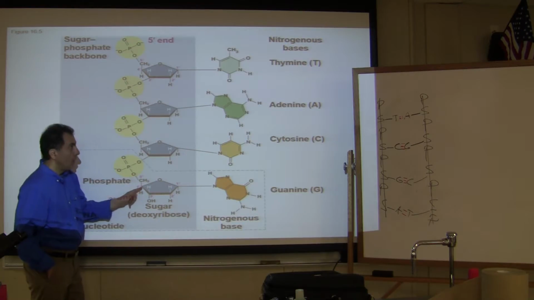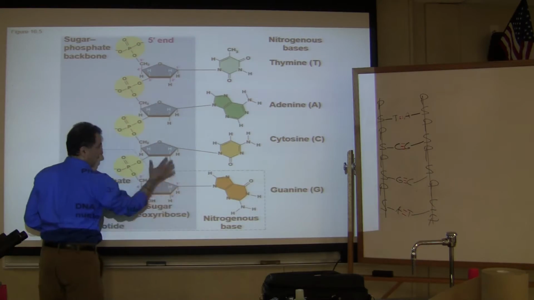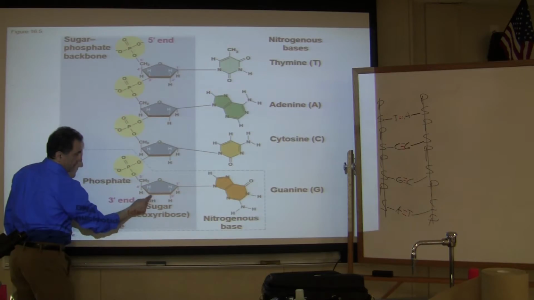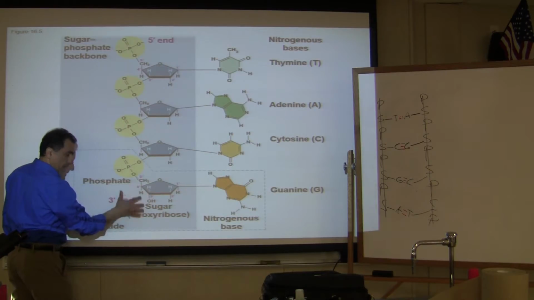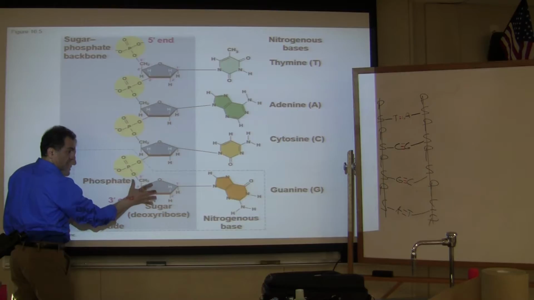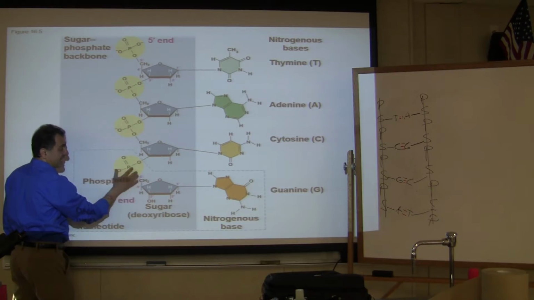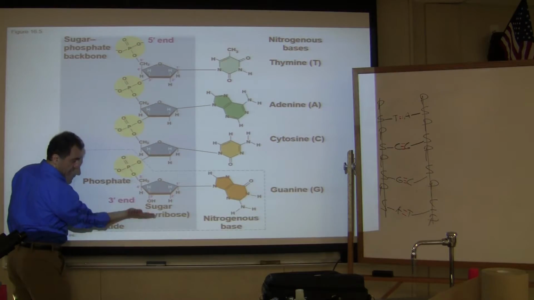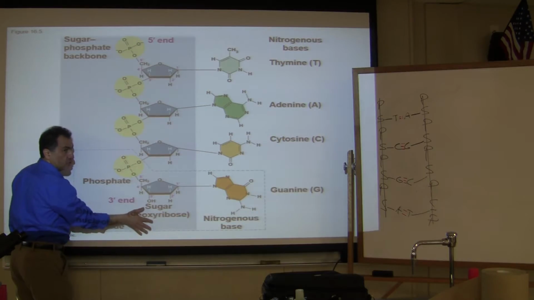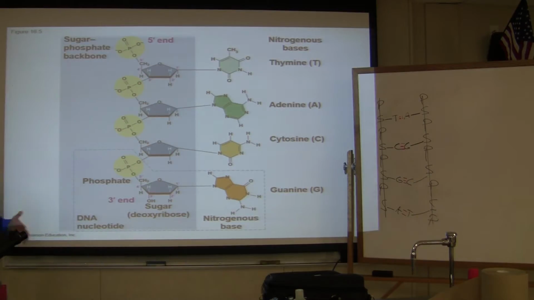So all of these carbons on the sugar molecule are called 1 prime, 2 prime, 3 prime, 4 prime, 5 prime. This is a pentagon, it has 5 carbons. And this 5 prime is attached to the phosphate. And then here, there's nothing else attached, it's a 3 prime end. So what he said in the video, that's a 5 prime end, and this is a 3 prime end. Am I making some sense?